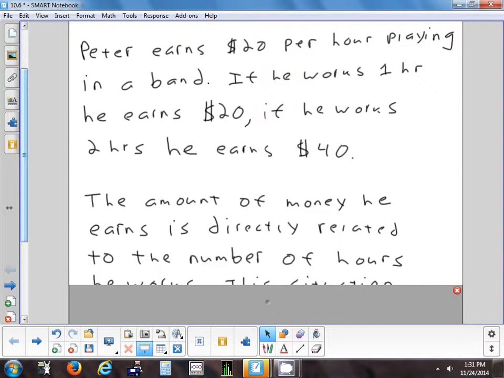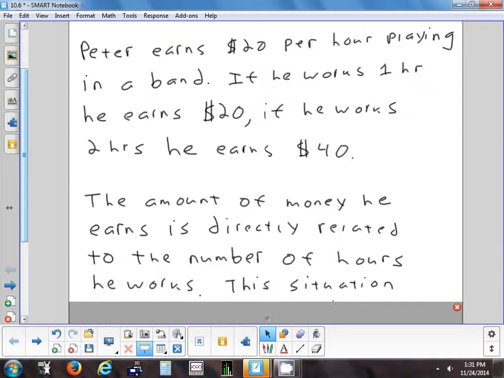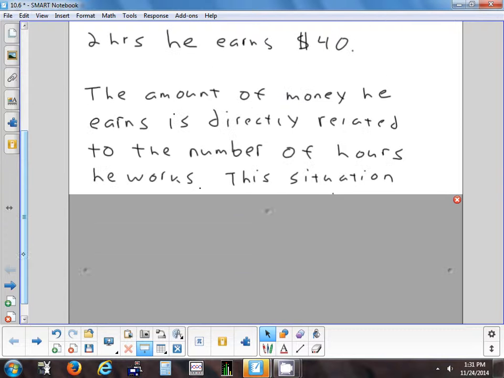Mr. Roy doesn't have the notes for today, so you're going to be taking them on your own. But this part, I just want you to watch. In that example, the amount of money that Peter earns is directly related to how many hours that he works. Any question on that? The more time that he works, the more money he makes. The less time that he works, the less money that he makes.